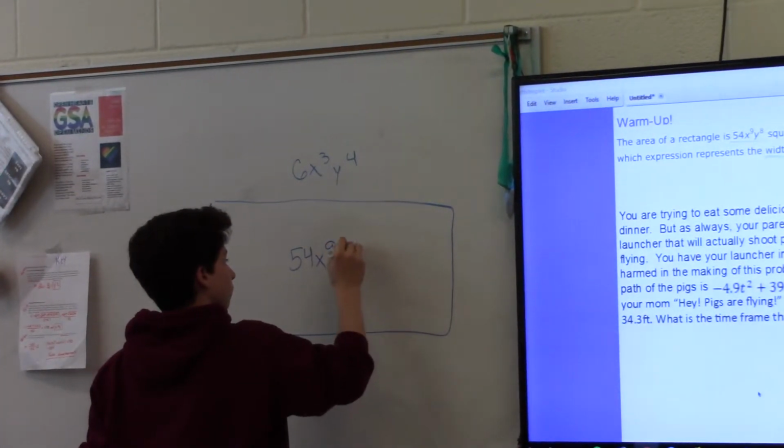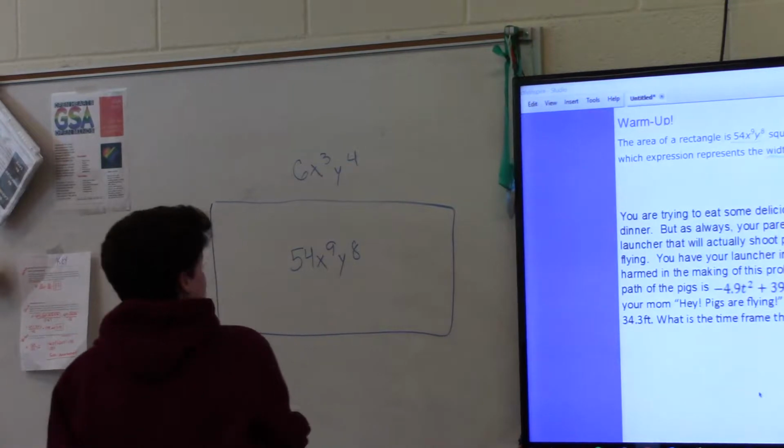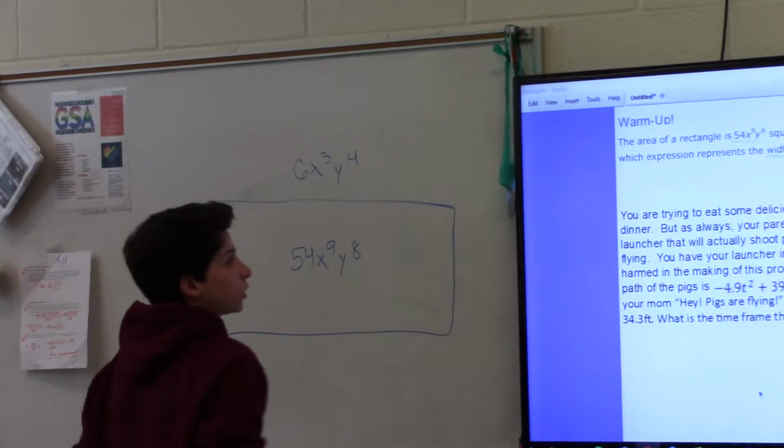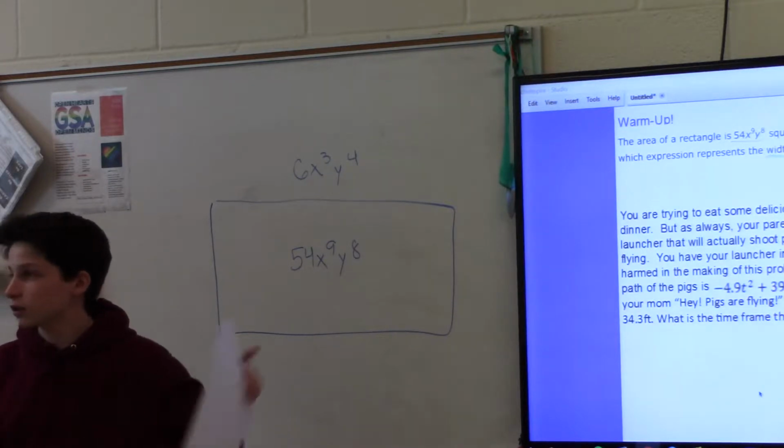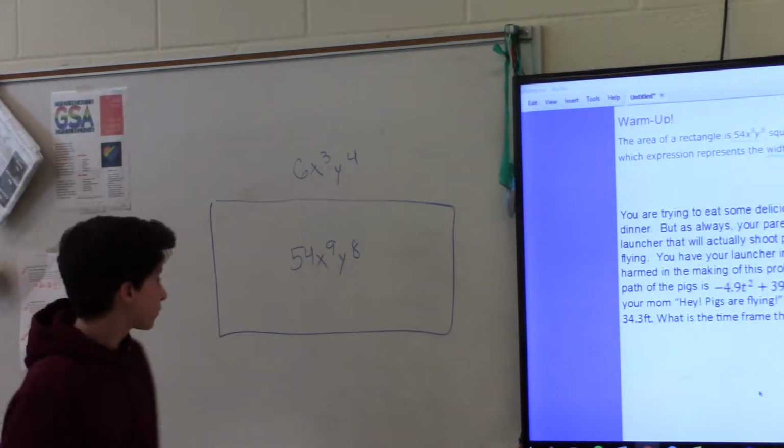Now, you said earlier it was a division problem. How'd you know it was division? Because you have to divide the area by the length to get the width. Good. So set it up. Good job. Set it up.